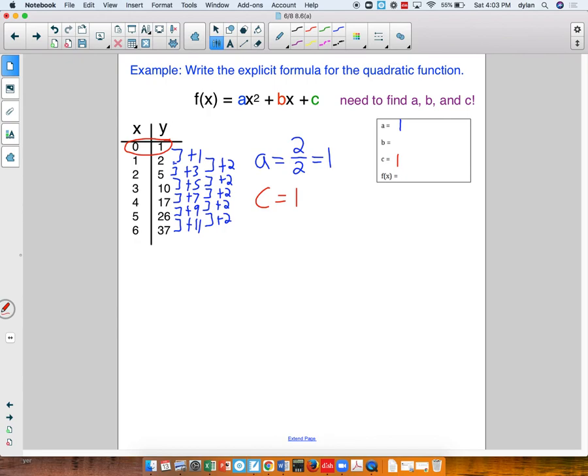Now, to find b, we're going to pick any other point other than the y-intercept. If you pick the y-intercept, it won't work because the x's will just wipe everything out because they'll be 0. So I'm just going to pick the second point instead. So I'm going to use 1, 2.